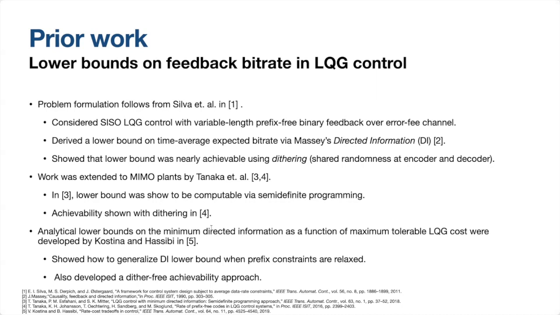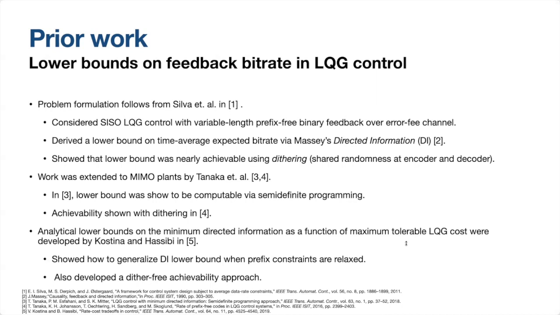In reference 1, they showed that this trade-off was nearly achievable using dithered quantization coupled with standard Shannon-Fano-Elias style prefix-free codes. We're going to talk more about this in a minute, but dithered quantization generally assumes that the encoder and decoder have access to a shared random dither sequence. Silva et al.'s work was extended to MIMO plants by Tanaka et al. in references 3 and 4. Reference 3 covers rate distortion, where in the MIMO setting, the trade-off is shown to be computable via semi-definite optimization. Reference 4 covers achievability, that's to say, quantizer and source codec designs.